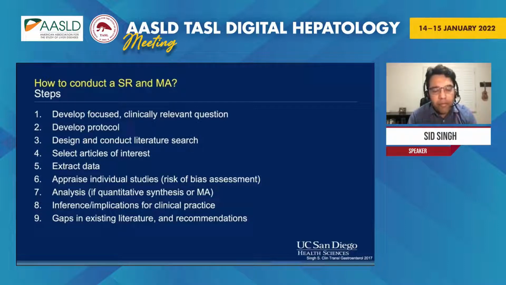Finally, we infer the findings and assess their implications for clinical practice, and use this to identify gaps in the existing literature and provide recommendations for future studies. Sometimes people feel that a systematic review is the last thing that needs to be conducted. I would argue that systematic reviews play an equally important role in identifying gaps in the existing literature, besides bringing up and critically appraising the evidence to date.